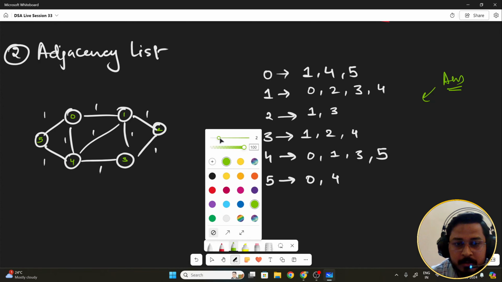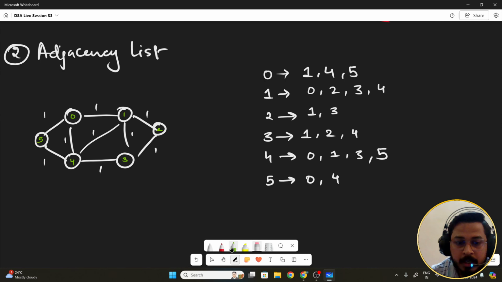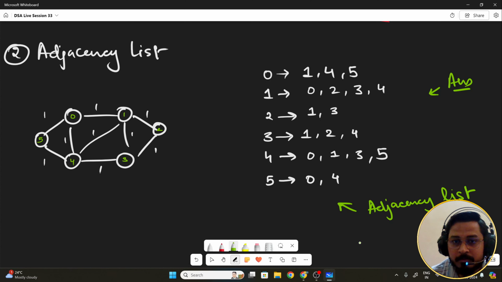And guys, this is your answer. I hope that this is absolutely clear to all of you guys. This whole thing is your adjacency list representation of the graph. I hope that this is very much clear. That's all. This is how you represent graphs.